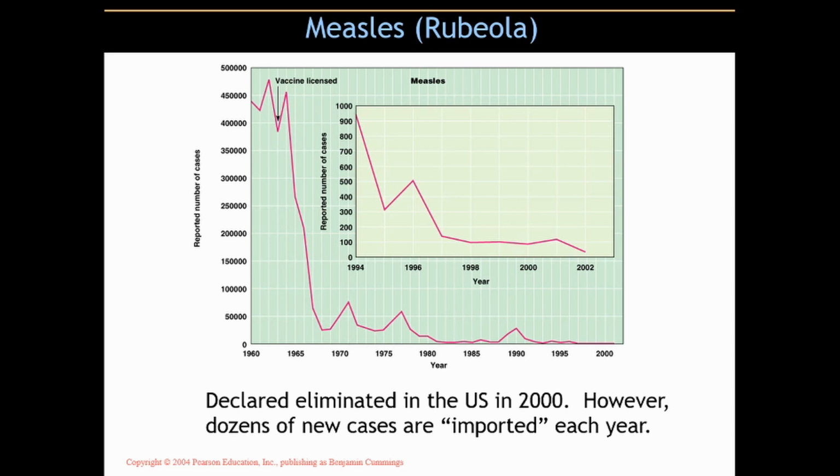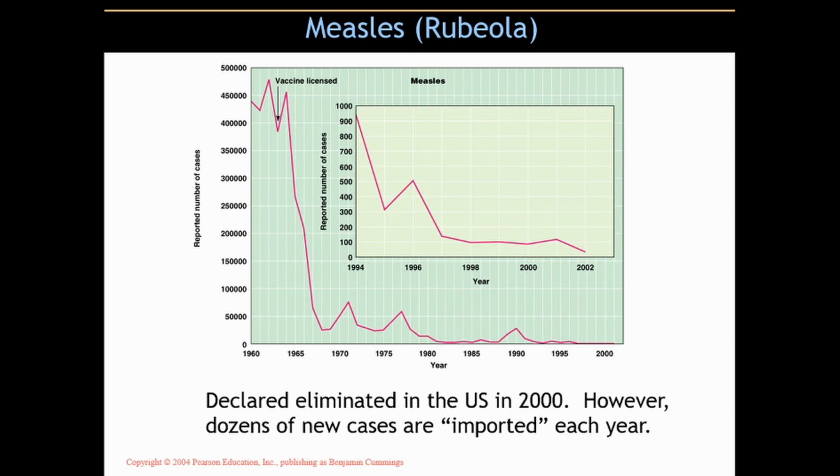In the United States, it was declared eliminated in the year 2000. However, dozens of new cases are imported each year from people coming in from other countries where their vaccination program is not as good as ours. They're bringing measles in as they immigrate into the United States, where they were not vaccinated. So they're bringing the disease with them.